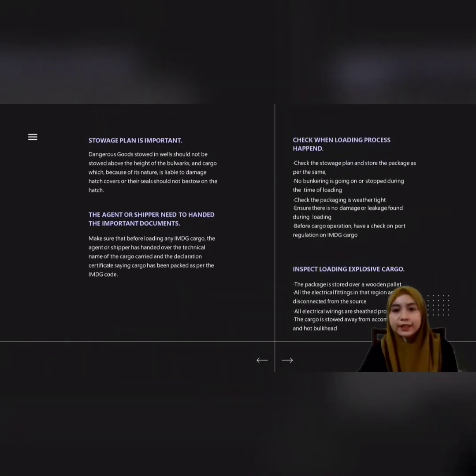Then check when the loading process happens. Check the storage plan and store the package as per the same. No bunkering should be going on, or it should be stopped, during the time of loading. Check the packaging is weathertight. Ensure there is no damage or leakage found during the loading. And the last is, before cargo operations, check the port regulations on IMDG cargo.